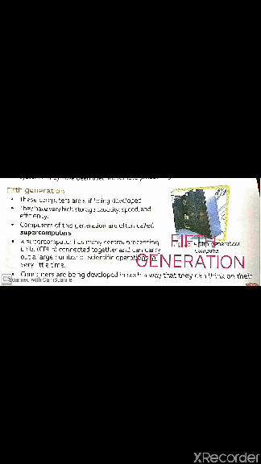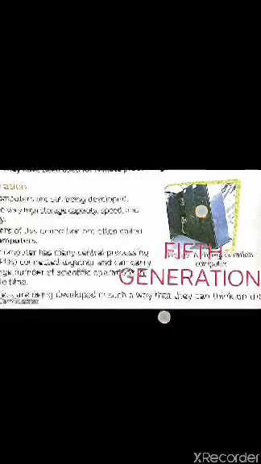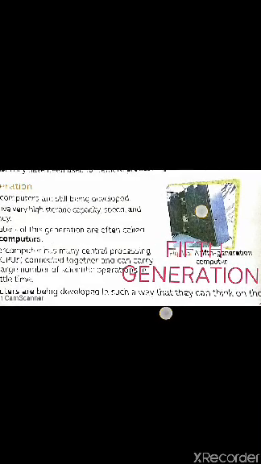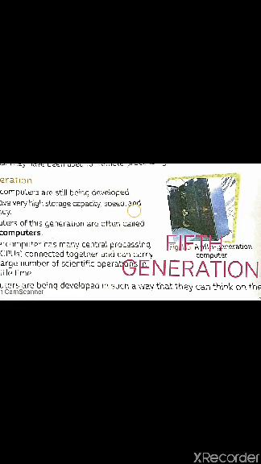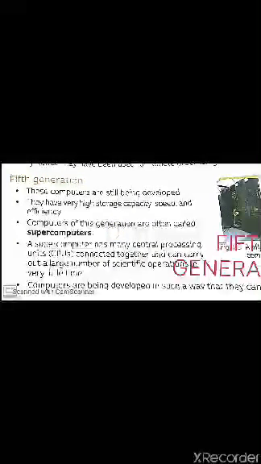Now come to the last generation, that is fifth generation. These computers are still being developed. They have very high storage capacity, speed and efficiency. Computers of this generation are often called supercomputers. A supercomputer has mainly central processing units connected together and carries out a large number of scientific operations in very little time. Computers are being developed in such a way that they can think on their own.